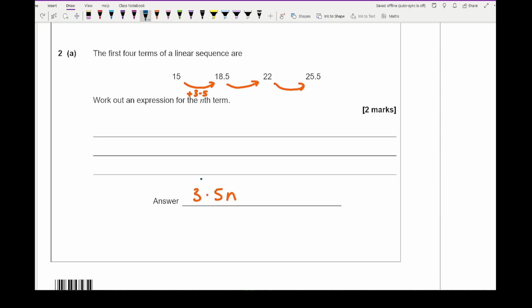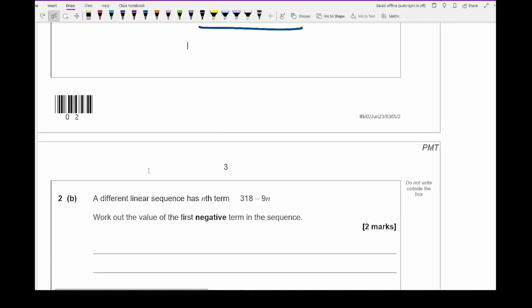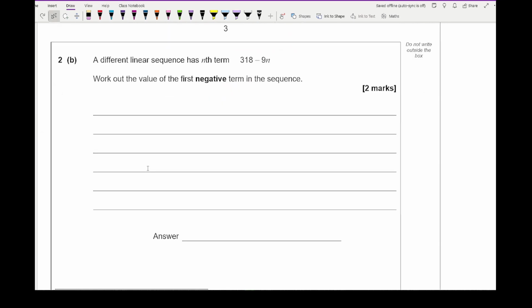And then from this, what I then need to do is establish what do I need to do to get from 3.5 to 15. Well, I need to add 11.5. And there is our nth term. Then for question 2b, it says a different linear sequence has an nth term of 318 minus 9n.